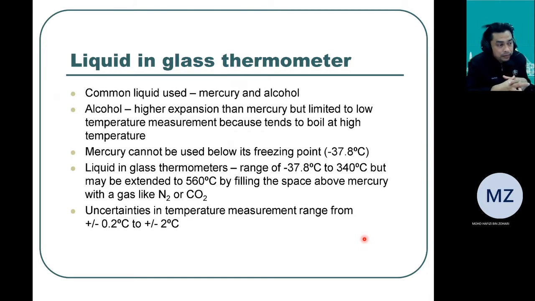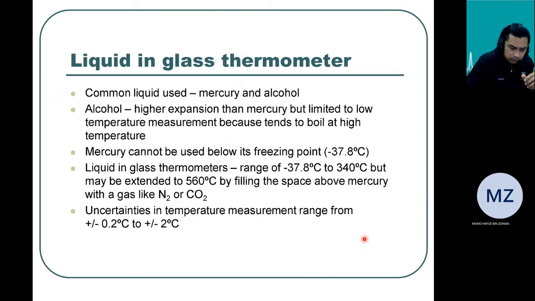Maybe the design, big or small, or using full mercury, or maybe a combination of additional chemicals inside the mercury, so that it can be used for further, maybe increase the range for the measurement. But all these things will come with uncertainties as well.